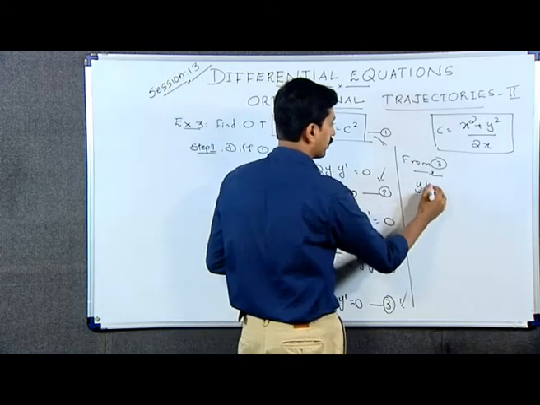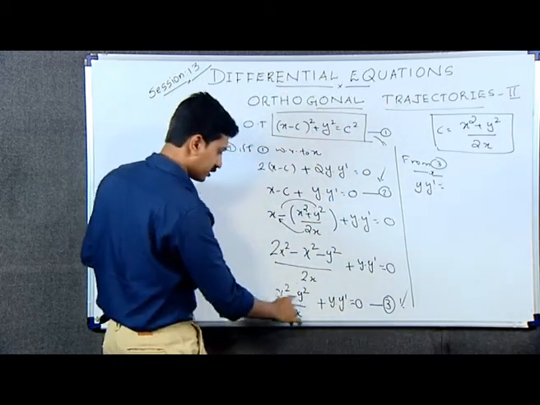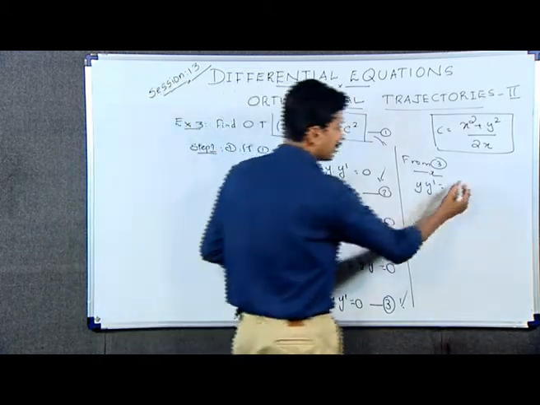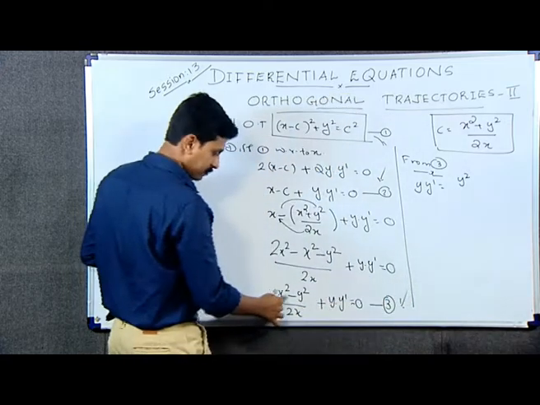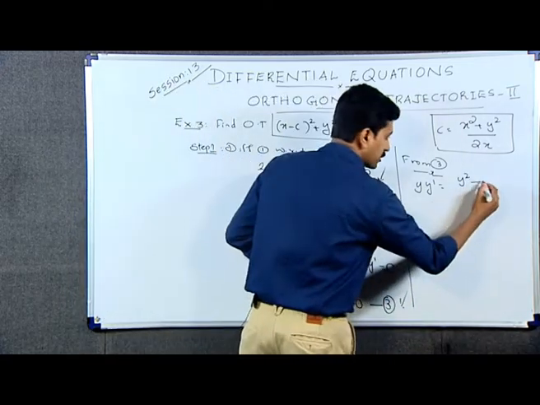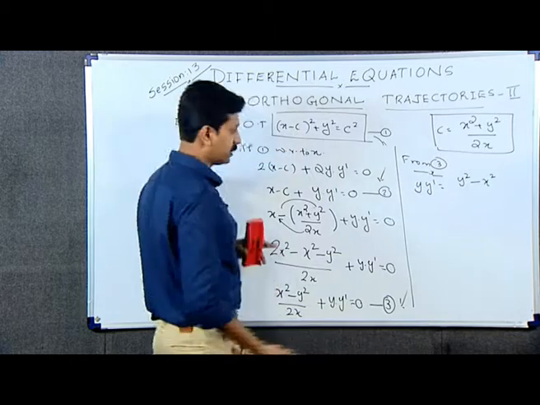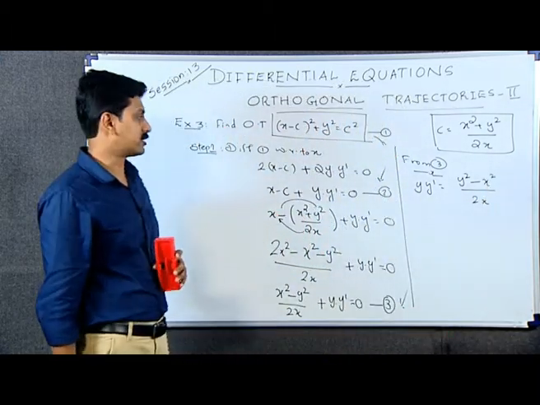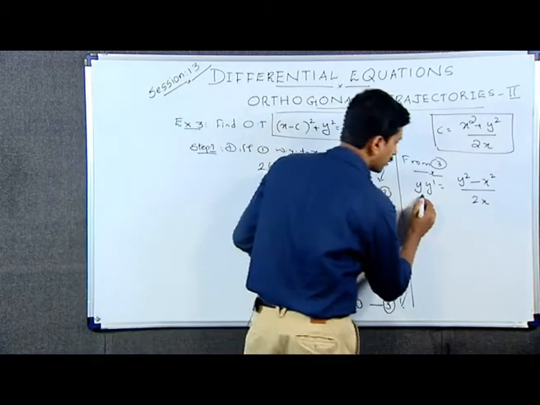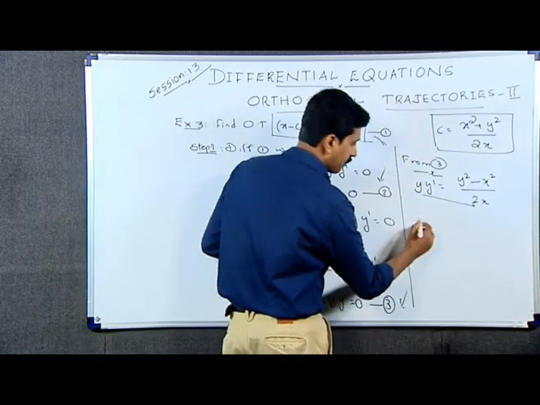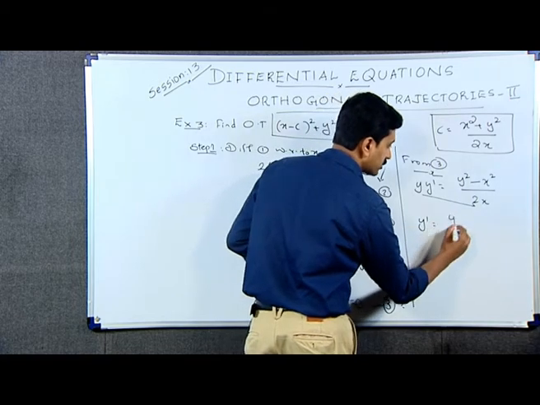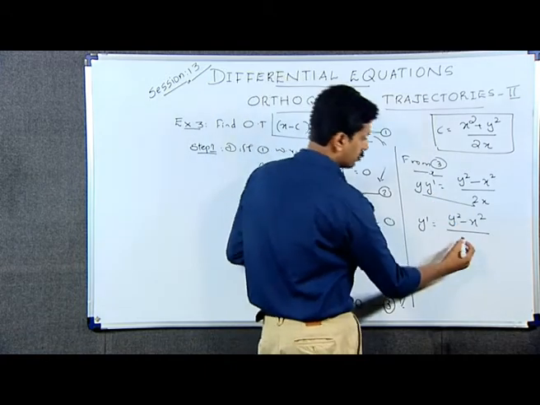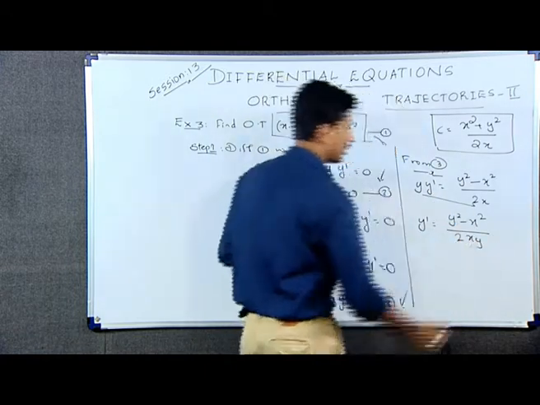I am taking y dash equal to... taking this to the opposite side, therefore the minus sign will come. So minus y square will be plus y square, and minus x square will be plus x square, divided by 2x. Therefore, taking y here, y dash is equal to (y square minus x square) divided by 2xy.